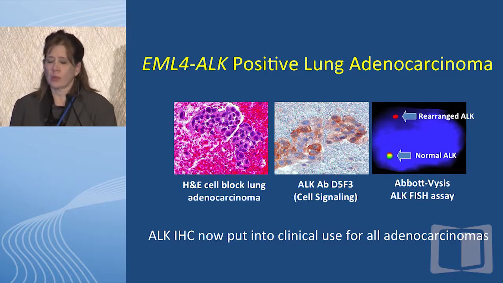So this is what we use. This is an example from cytology using a cell block from an FNA of a lung. The middle panel shows you the Cell Signaling D5F clone. That's what we use. There may be others out there. That is ours. And the brown cytoplasmic stain is positive here. And then I have it coupled with the Abbott FISH dual color break-apart probe.